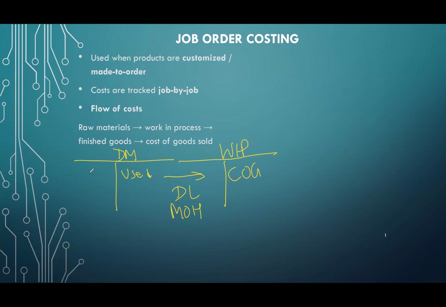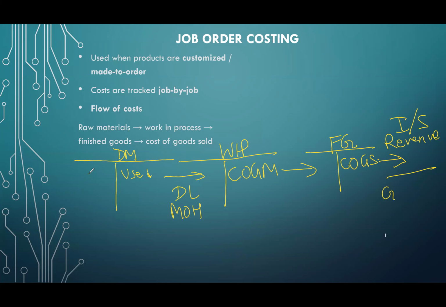When something is made, it is completed, we'll call it cost of goods manufactured, which then moves to a finished goods account. If we are lucky and the goods are sold, then we have the final product of our flow of cost, which is cost of goods sold, which finally goes to an income statement where we subtract the cost of goods sold, as you should probably know, from revenue, and then we come up with gross margin. Okay, so this is in brief the flow of cost that we use.